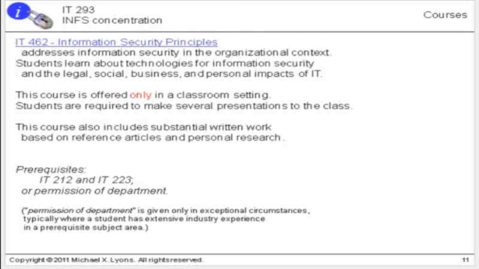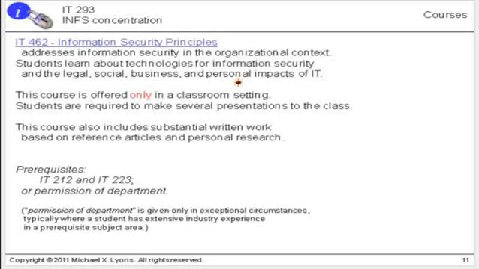IT 462, and I'm skipping them out of sequence for a reason here. Here we talk about principles of IT security at the organizational context, and we go beyond what we do in IT 223, going to particularly the leadership and management levels of an organization, talk about what they would do. We talk about IT-related law, not just the computer crime stuff from 357, but the legal aspects of IT, the social aspects, the business impacts, and we talk some about the personal impacts, you as a consumer user of IT.